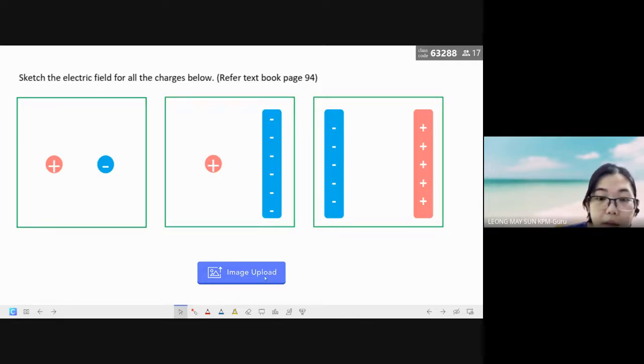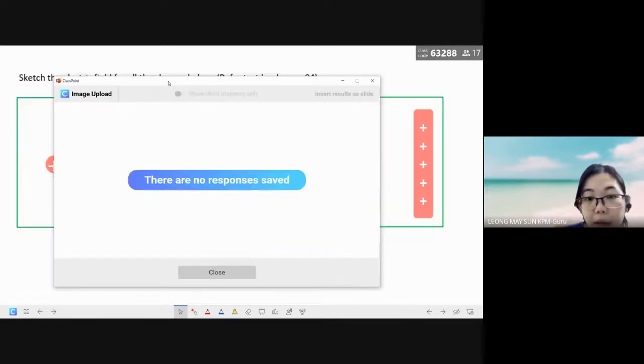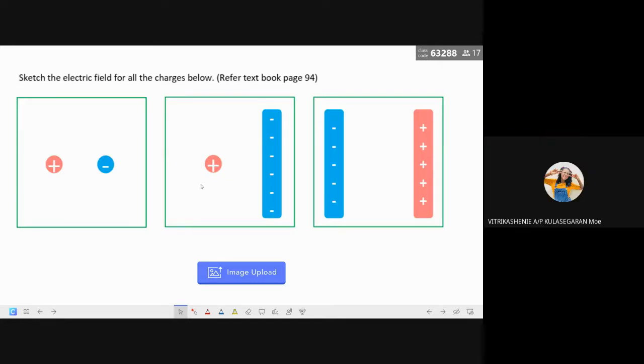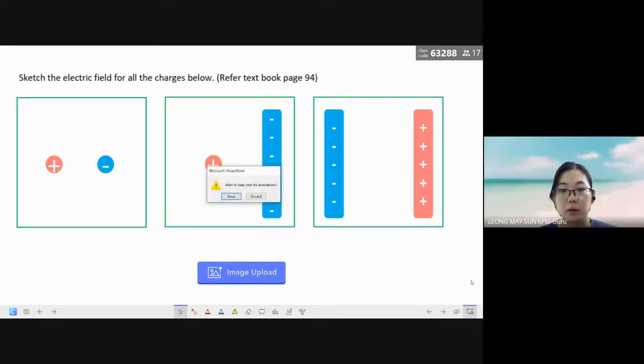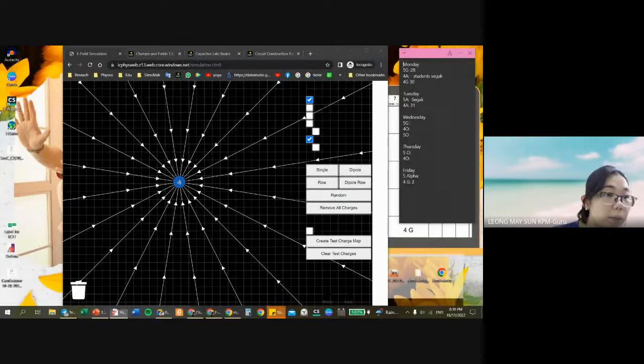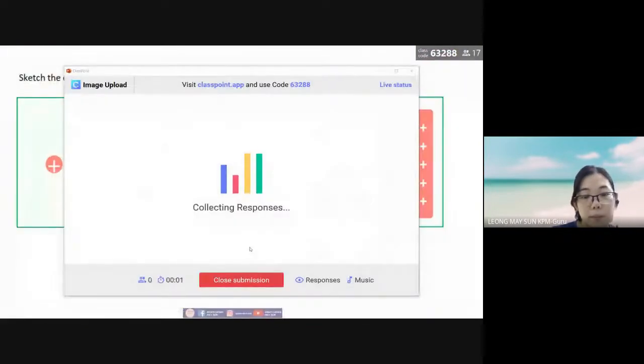Alright. Are you able to get it now? I think you should be able to draw already. Do you all have any problem drawing or not? Can you put it in the chat box? Are you able to open ClassPoint and start drawing? Not yet, teacher. Cannot draw. Okay, wait, let me close this. Just let me close this and open it back. Okay, better.